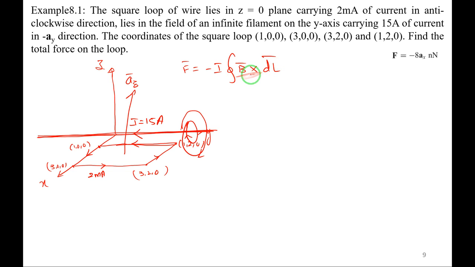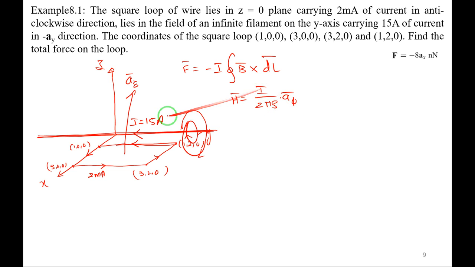You have to take the cross product. We don't know what the B vector is, but we can calculate the magnetic field first. We can calculate the H vector, the magnetic field, then we know the relationship between B and H: B is equal to mu naught H, so that we can find B. Since this is a current carrying conductor of infinite length, the magnetic field intensity is given by I by 2 pi rho into A phi. This formula we are familiar with. So what is I, what is rho, what is A phi?